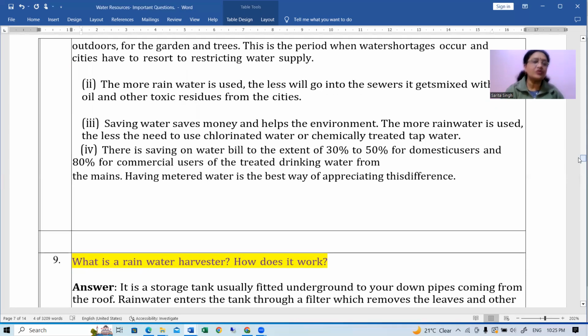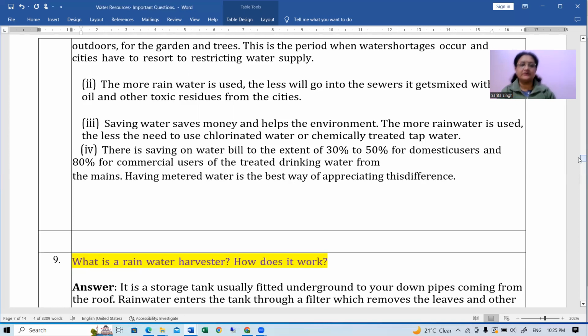Then next is, the more rainwater is used, the less will go into the sewers. That means when the rainfall occurs, if we are storing that water somehow, then the total water which ultimately just flows away without any use, and gets added to the sewers, will be less. That wastage will be less in that case.